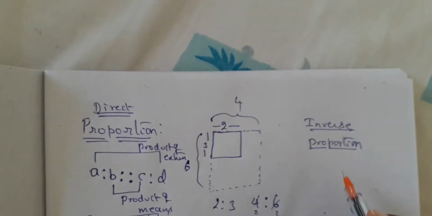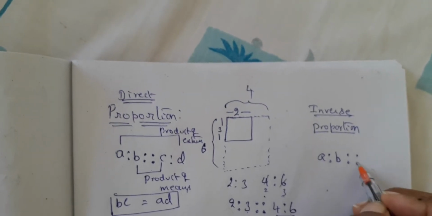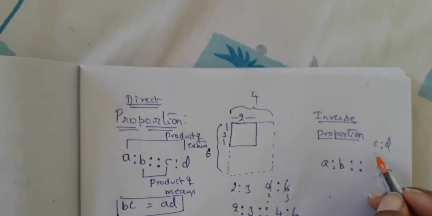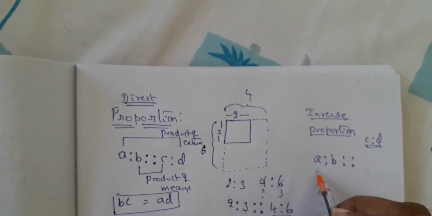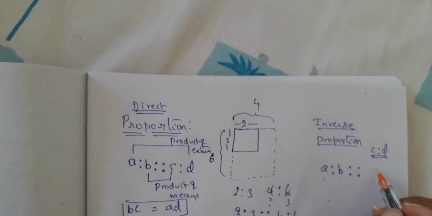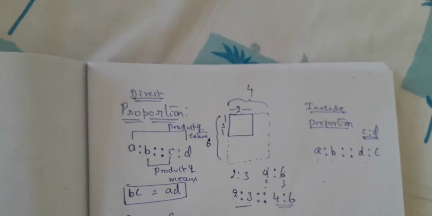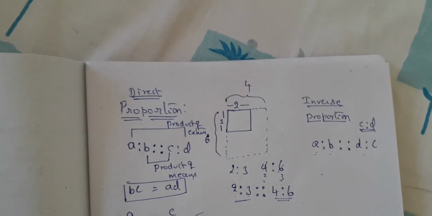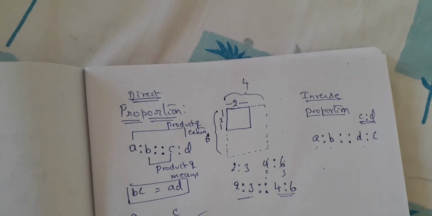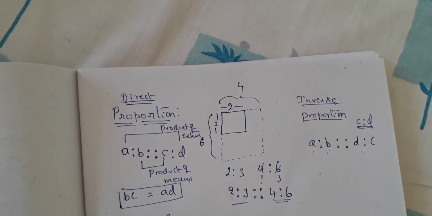So suppose A is to B, and if C and D are in direct proportion with A is to B, then in inverse proportion you will write it as D is to C. Or suppose they give it as C is to D in inverse proportion, you will write it as direct proportion, A is to B is as D is to C.